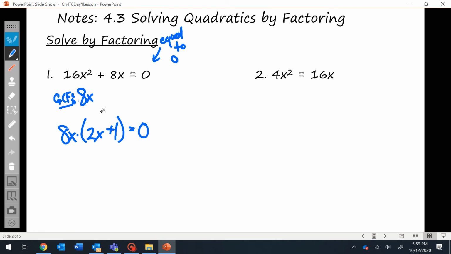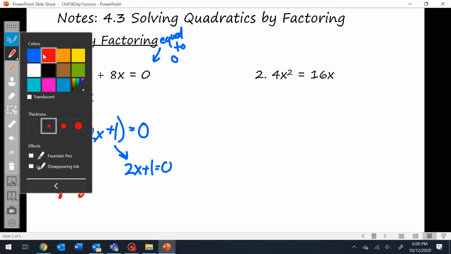Now I have two factors. 8x is one of the factors, and 2x plus 1 is the other factor. If I multiply these two together, I'm supposed to have 0. So that means either the first factor is 0 or the second factor is 0. That's the zero product property. If the product is 0, then either of these could be 0. So I'm going to figure out what x would have to be in each of these cases for the factor to be 0. If I solve this, I'll have my two solutions.